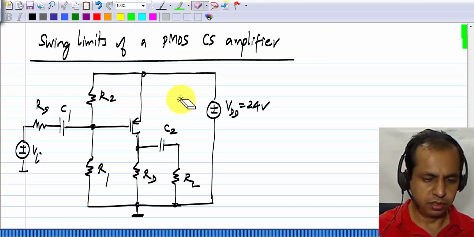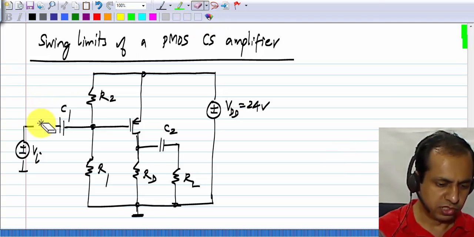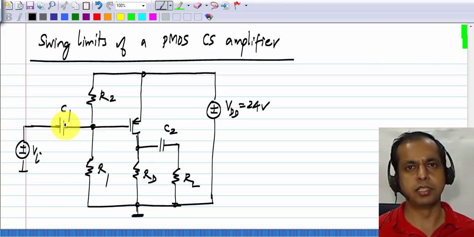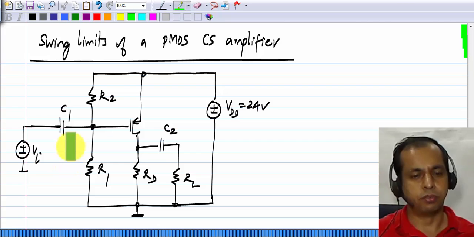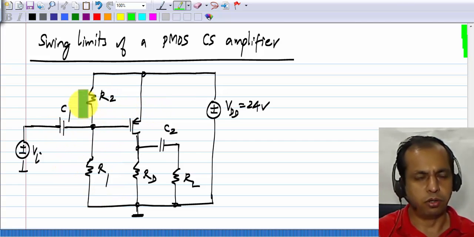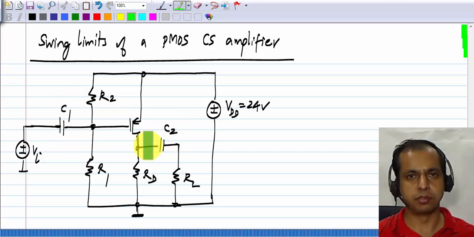Now this is the PMOS common source amplifier, and in this case, just for simplicity, I will remove this RS. Although the calculations are exactly the same, even with RS, we always get this additional division of voltage between RS and R1 parallel R2. I will eliminate that, and I'll also assume that C1 and C2 are very large so that we can consider them to be short circuits.